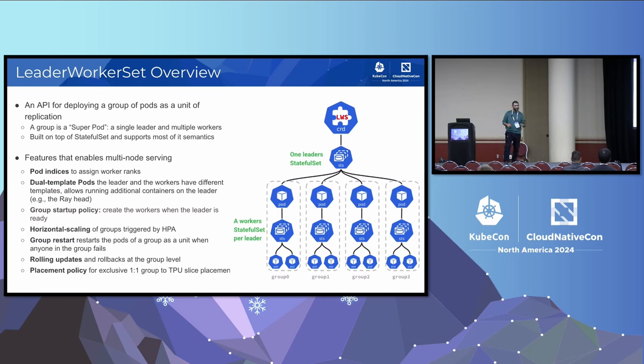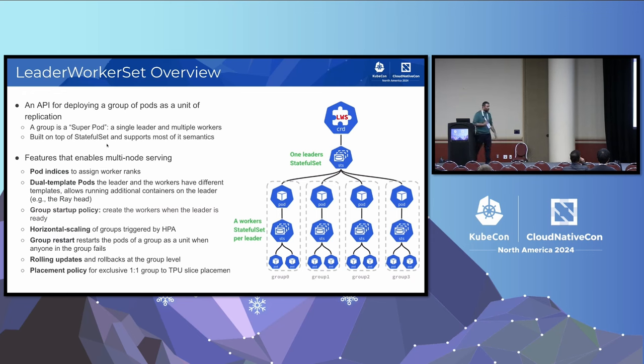So when you create an LWS, the leader StatefulSet is going to be created. The StatefulSet API and controller kick in and create however many replicas you want. Now, the LeaderWorkerSet controller, for each leader pod that gets created, is going to create a StatefulSet, the worker StatefulSet, and assign the leader pod to it as an owner. So each pod in the leader StatefulSet is going to own a StatefulSet that represents the workers.